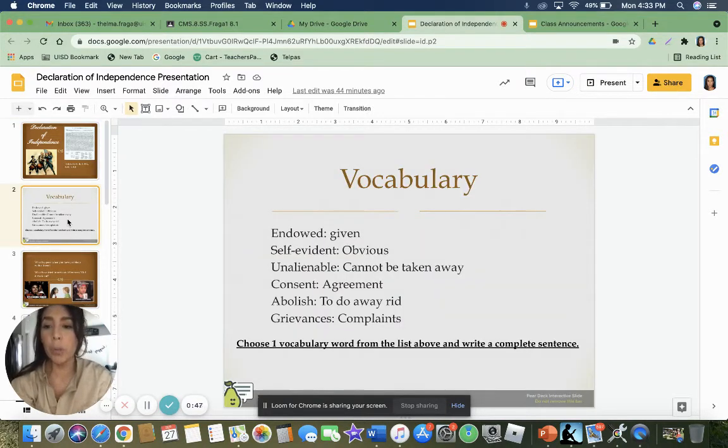Couple of vocabulary words that you do need to know for the Declaration of Independence. These are obviously words that they would use. We don't see them so much today, but they were very popular back then. The first word is endowed. The word endowed is given. Self evident is obvious. Unalienable is a word that you should already know in this class. They were rights that could not be taken away.